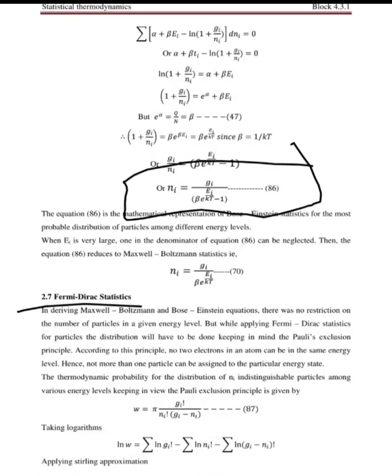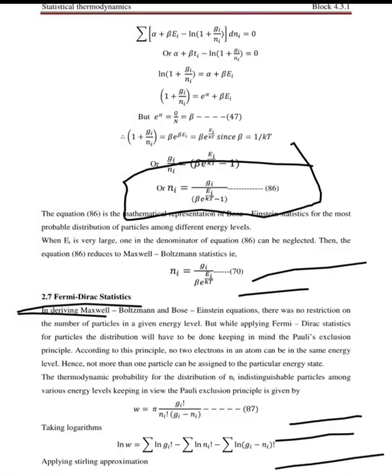So we'll get into the next topic, the Fermi-Dirac statistics. Here, in the Maxwell and Bose-Einstein equations there was no restriction on the number of particles in a given energy level. But in Fermi-Dirac statistics, only one molecule will be present in each energy level. According to this principle, no two electrons in an atom can be in the same energy level. Only one electron should be present in each energy level. Hence, not more than one particle can be assigned to a particular energy level.